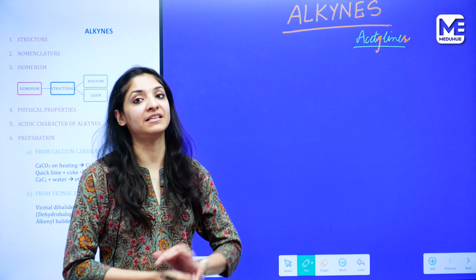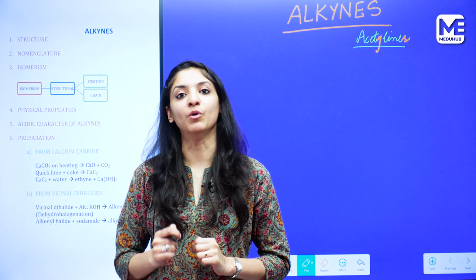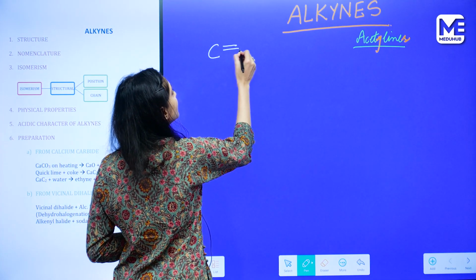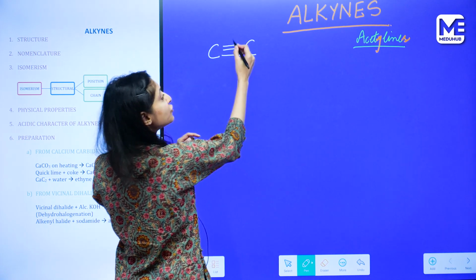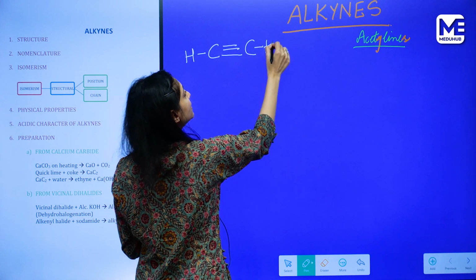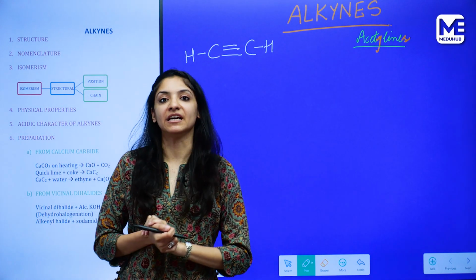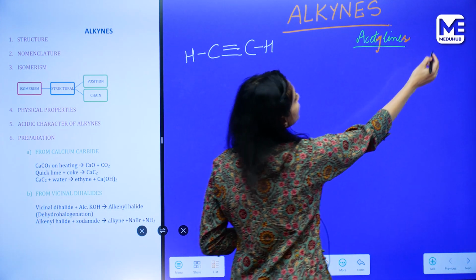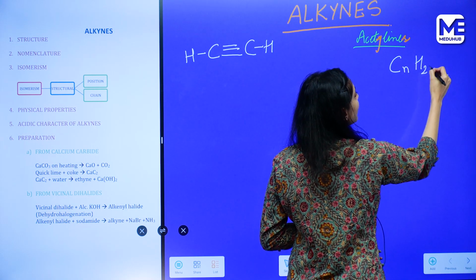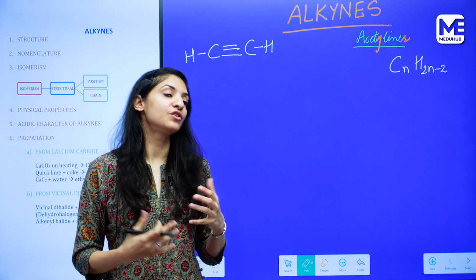Today we are going to discuss alkynes. Alkynes are hydrocarbons which contain a triple bond. The simplest of the alkynes would contain two carbons with a triple bond in between them, and to satisfy the tetravalency of carbon, we'll add a hydrogen. Alkynes are also called acetylenes, and the general formula of alkynes is CnH2n minus 2.